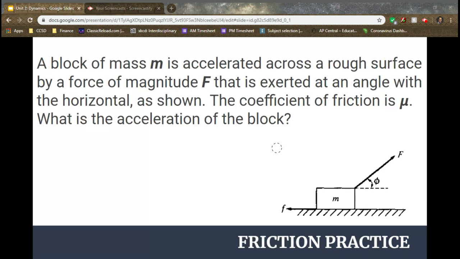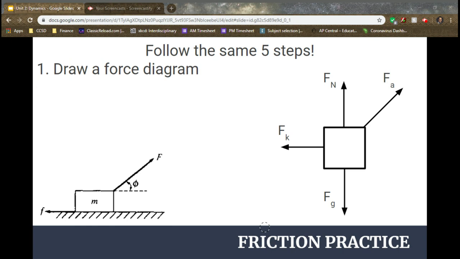So let's look at this example. A block of mass m is accelerating across a rough surface by a force F that's being exerted at an angle to the horizontal as shown. The coefficient of friction is mu. What is the acceleration of the box? Well, same 5 steps. Force diagram. Here's what your force diagram should look like.